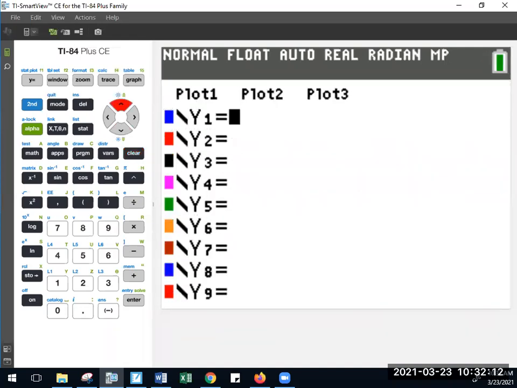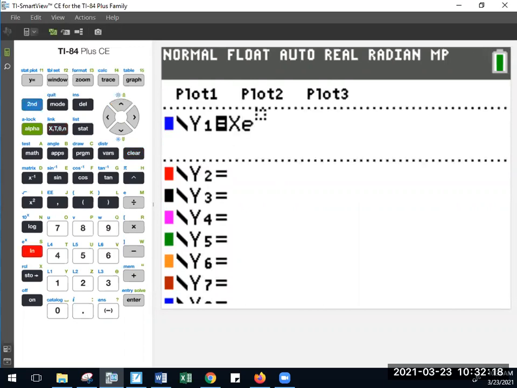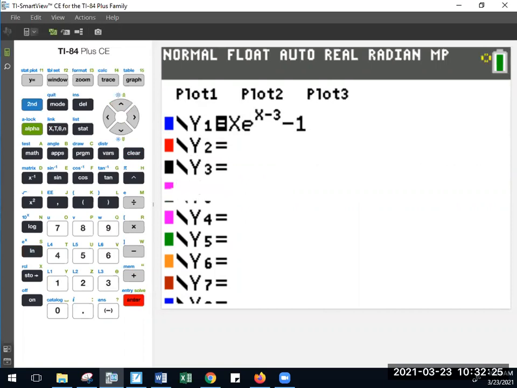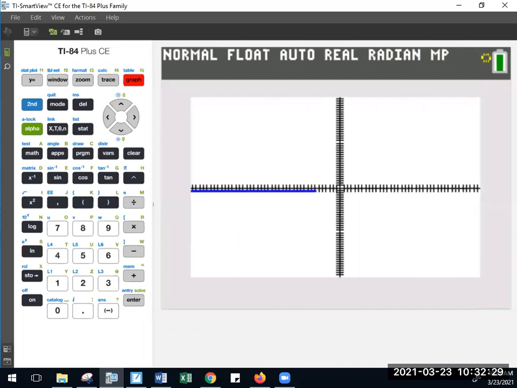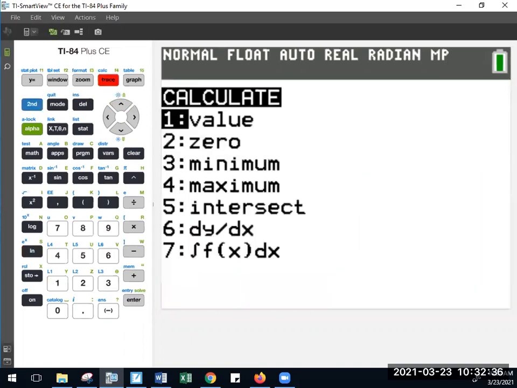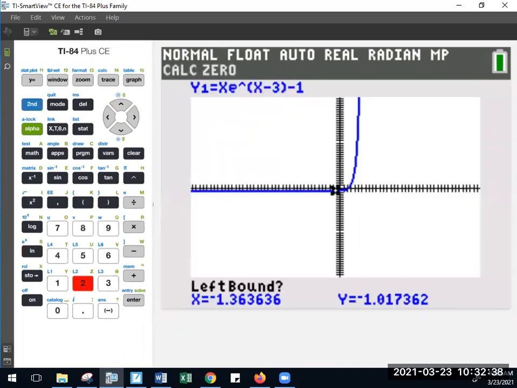Treat the t like x. I don't need to go parametric. So x e to the power, I think it was t minus 3 minus 1. Looks like there's only 1 zero on there. So I find that in the normal fashion.